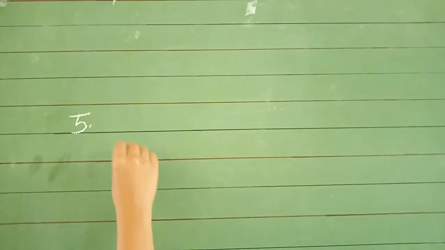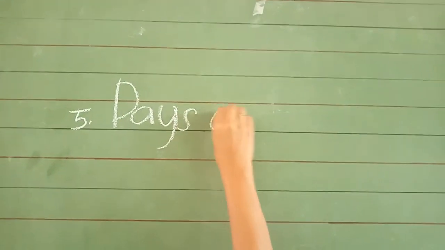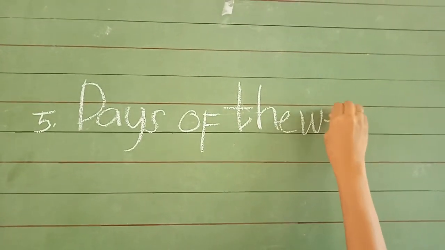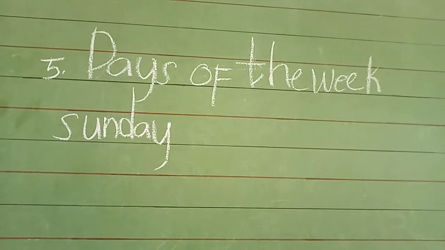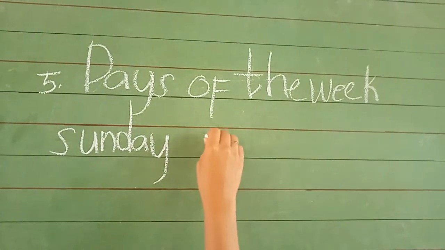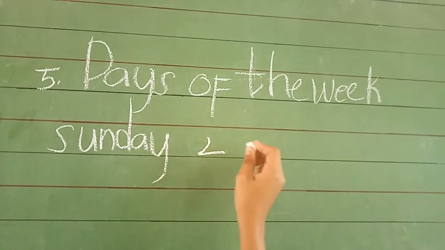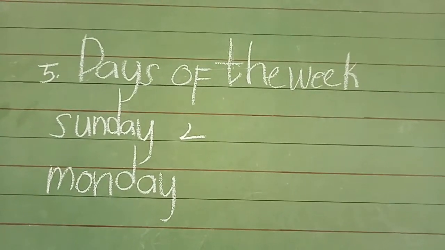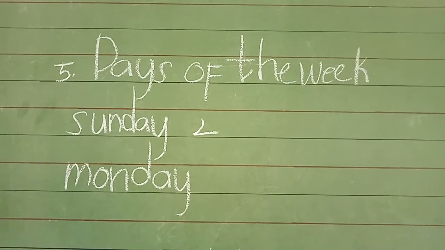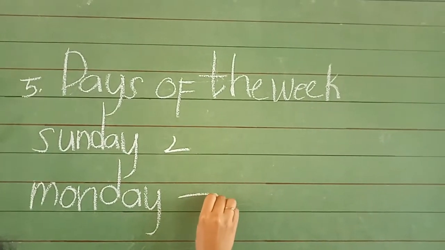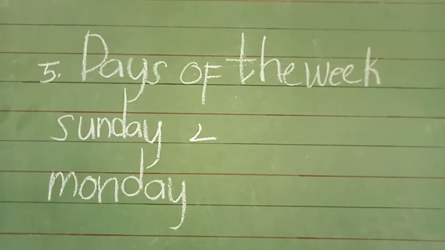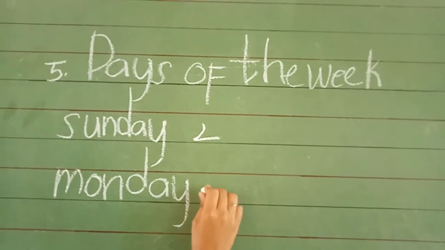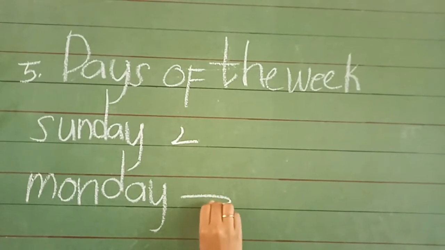Principle number 5, days of the week. Example number 1, Sunday is represented by right S and N. Next, Monday is represented by M, O, and N.